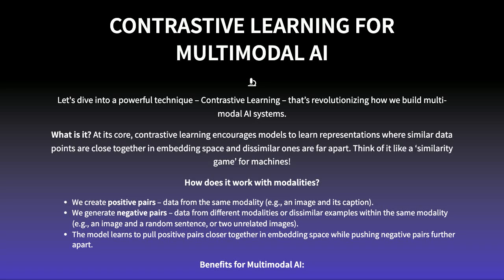Okay, let's talk about contrastive learning. It's a really clever technique gaining serious traction in multimodal AI. Basically, we want our models to understand how different types of data relate to each other, like images and their descriptions. The idea is simple. A model learns to bring similar things closer together in its brain, like when an image and its caption go hand in hand. Conversely, it pushes dissimilar things further apart. It's a bit like a similarity game for computers. This approach leads to better alignment between different data types and makes models more robust, meaning they can still function well even if some information is missing or noisy.